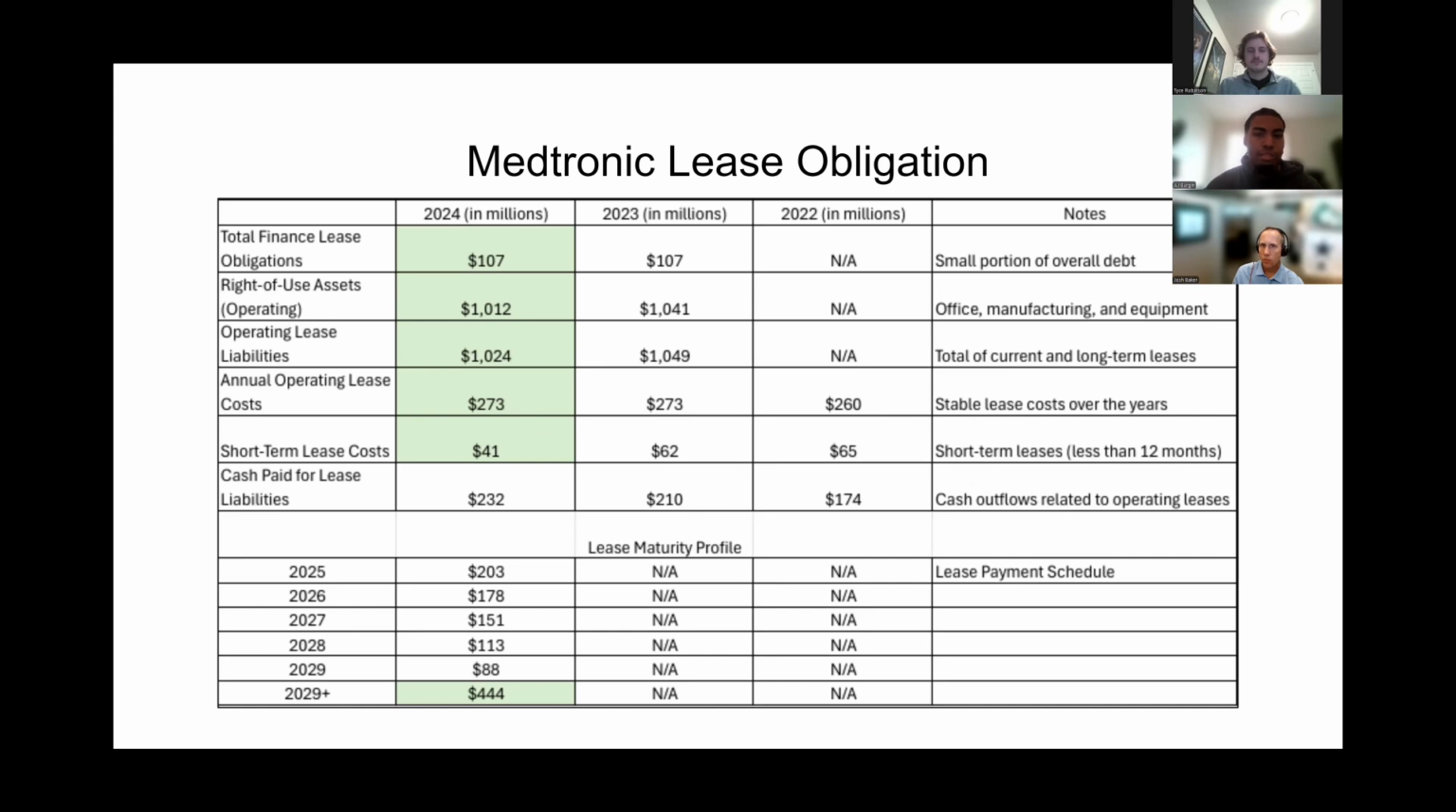Short-term lease costs have steadily decreased. And on the other hand, cash payments for lease liabilities have increased over the past few years, and this reflects higher outflows, but manageable obligations. The lease maturity profile reveals long-term commitments, particularly the 444 million beyond 2029. But the company appears well positioned to handle future lease obligations. These trends point to financial discipline and a controlled approach to managing lease-related expenses.